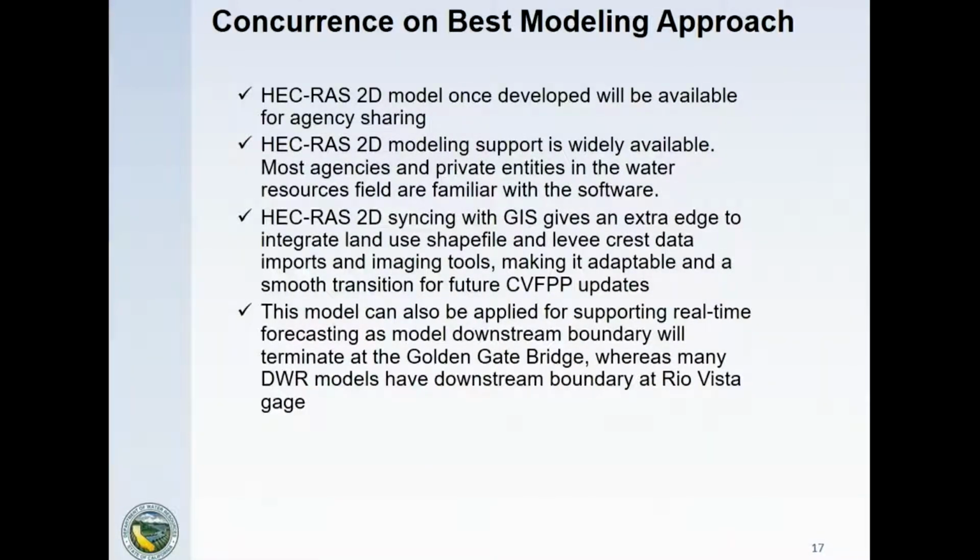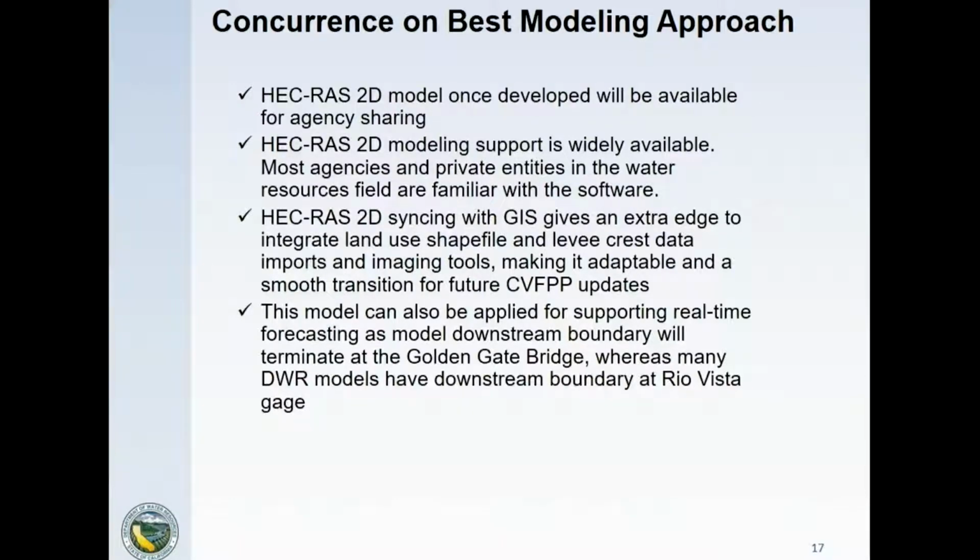Now, the 1D 2D model that we will develop would be available for agency sharing. Its adaptability is good, and it's familiar to everybody. Schism, on the other hand, we have to have training in-house. We have to get familiar with the model ourselves, and we have to spend a lot of money to train the stakeholders or different agencies.